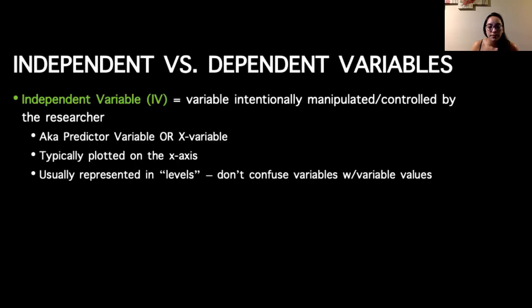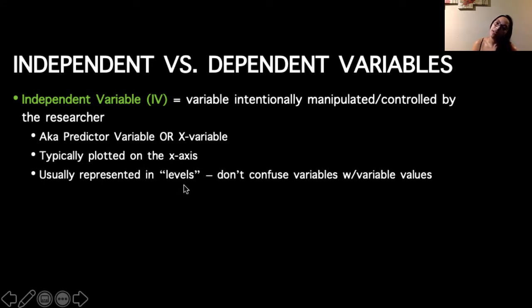Okie dokie. We also need to talk about variables in our research, right? The independent variable versus the dependent variable. So the independent variable is usually intentionally manipulated by the researcher. It's also called a predictor variable or an X variable because it's usually plotted on the x-axis whenever you're creating graphs or charts. And it's usually represented in levels.